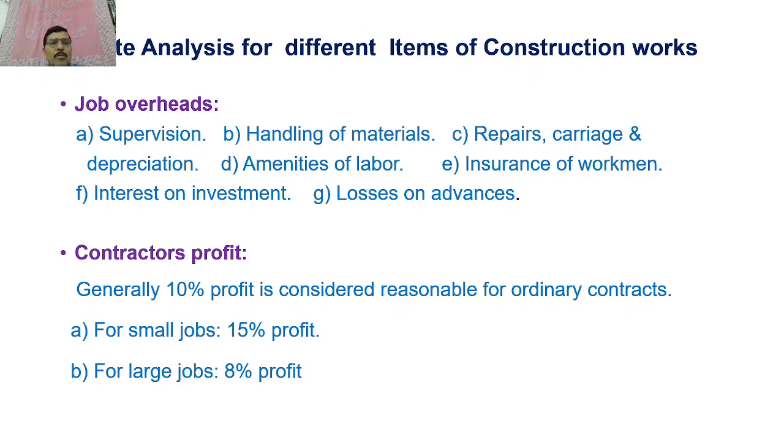These are job overheads. Similarly, at the end of rate analysis, we have to add the contractor's profit as per the following guidelines. Generally, 10% profit is considered reasonable for ordinary contracts. For small jobs, 15% profit is considered, and for large jobs, 8% profit is considered. On an average, 10% profit is considered for every item of work.